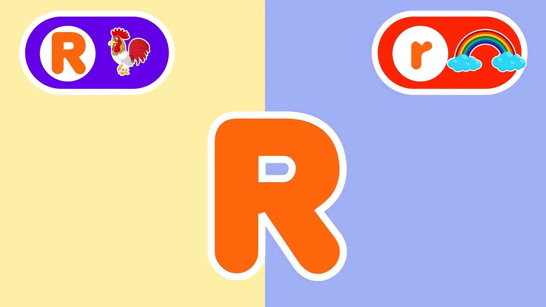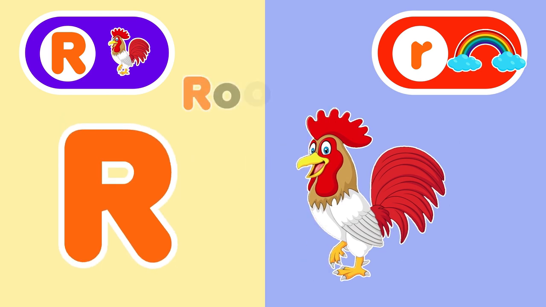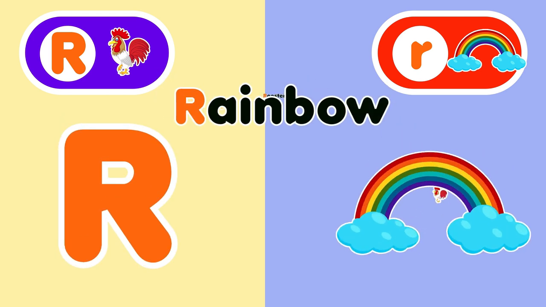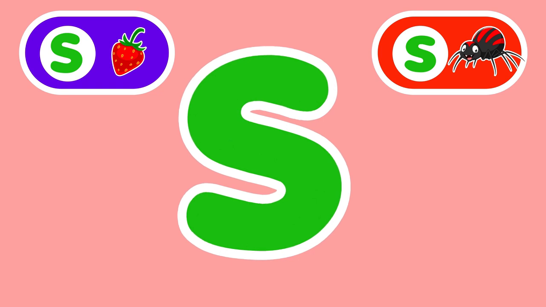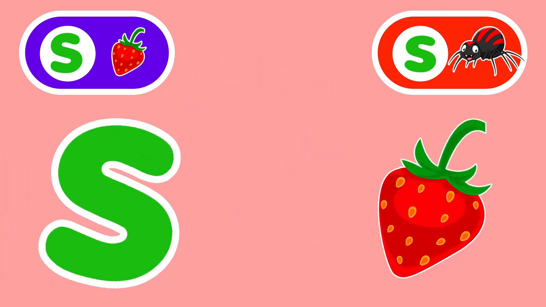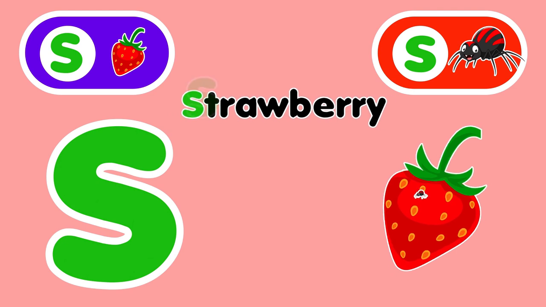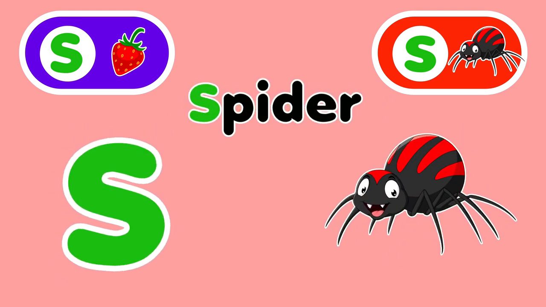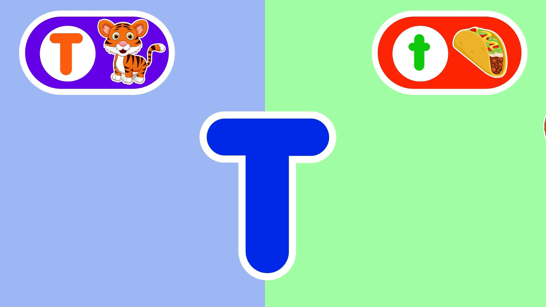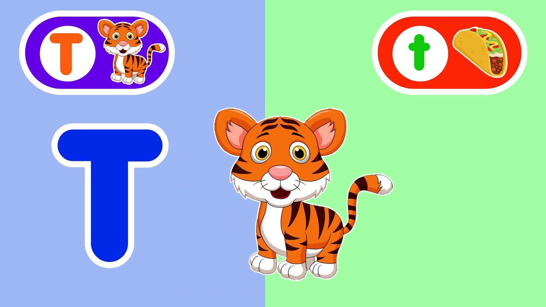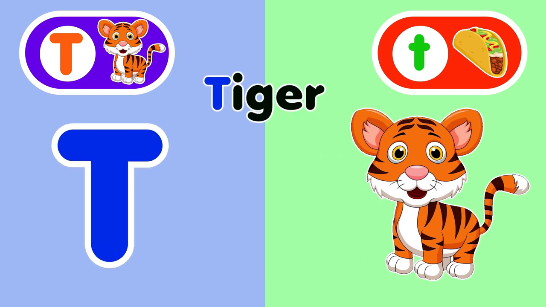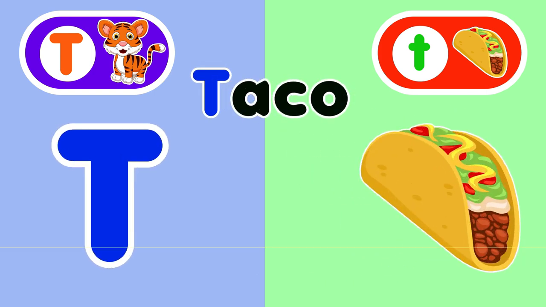This is the letter R. R is for rooster. R is for rainbow. S. This is the letter S. S is for strawberry. S is for spider. T. This is the letter T. T is for tiger. T is for taco.